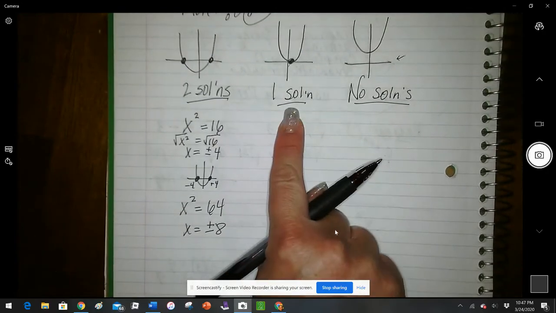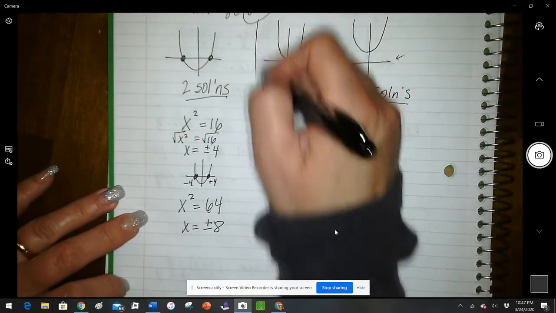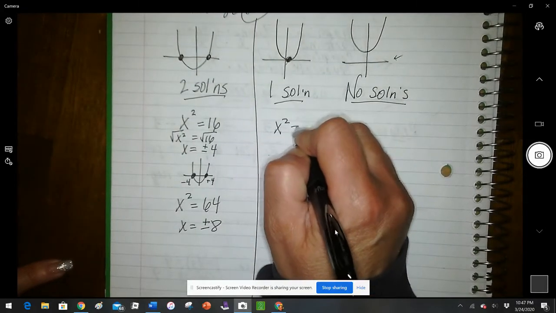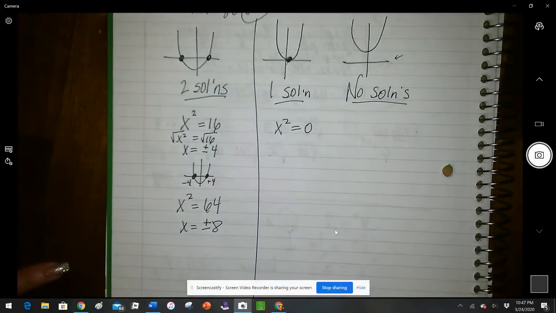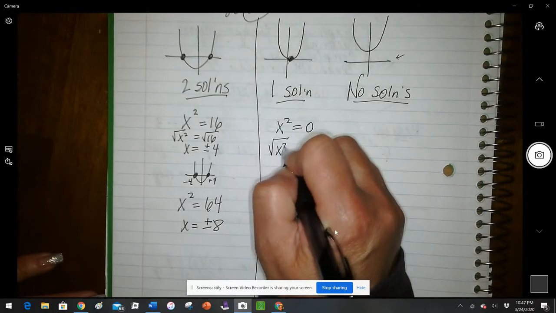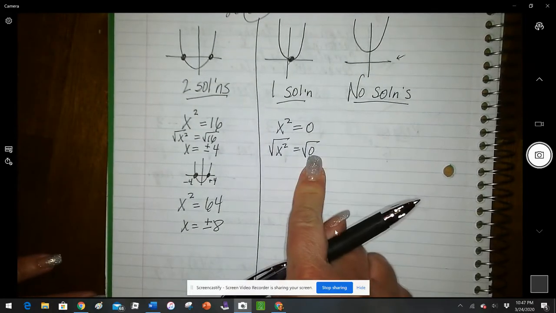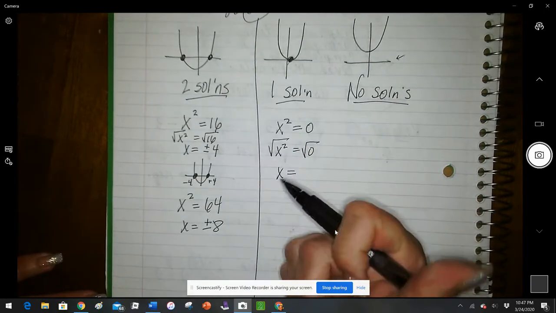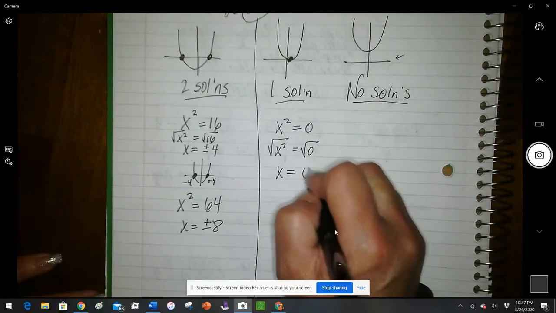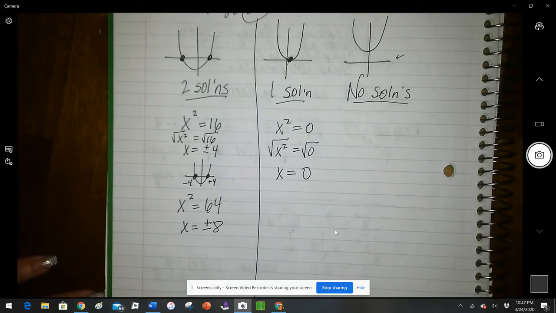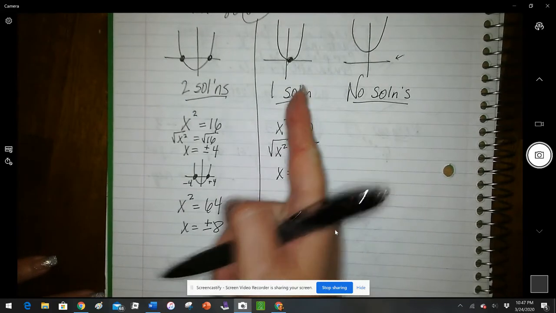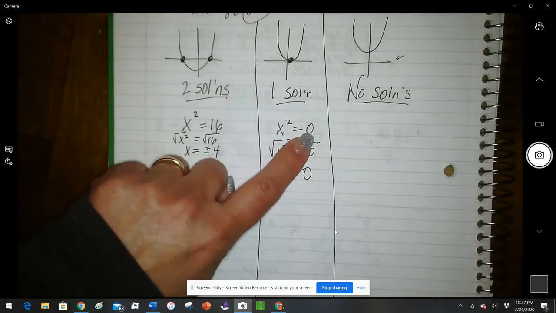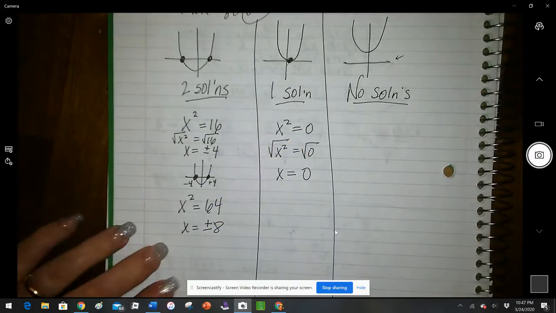What does it look like if I only have 1 solution though? So x squared equals 0. If I square root both sides, what's the square root of 0? Well, 0 isn't positive or negative. It's just 0. So that means this only has 1 solution. Now, that's the only number that's going to work for.